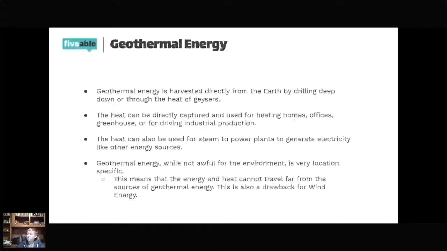But yeah, so back to geothermal energy. It's very location specific. What that means is that the energy can't go very far. In the US, there are 4 main power grids: West Coast, East Coast, Eastern Seaboard, Middle America, and then Texas.